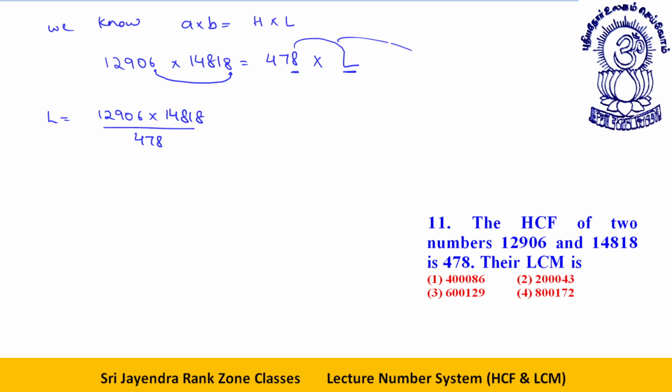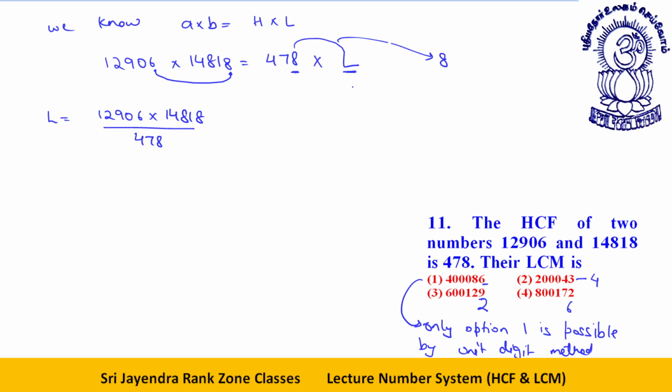What unit digit gives you a 8? 8 multiplied by 6 gives a 8. 8 multiplied by 9 gives me a 2. 8 multiplied by 2 gives me a 6. 8 multiplied by 3 gives me a 4. So only option 1 is possible by unit digit method. Okay, by unit digit method only option 1 is possible. ठीक है, clear to everyone, dear students? So this is option 1, but still if you want we can solve it further also.